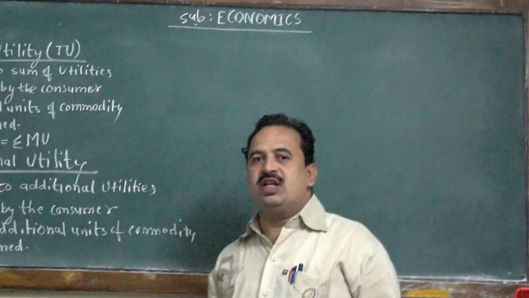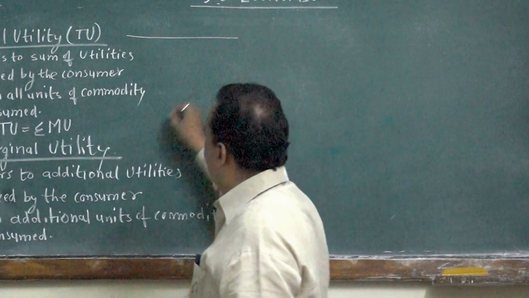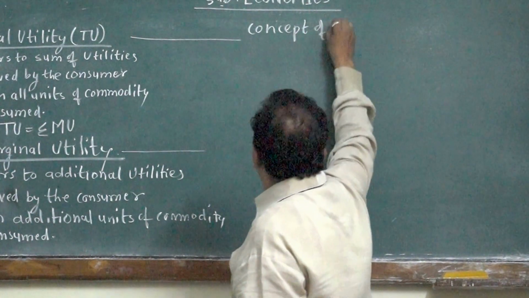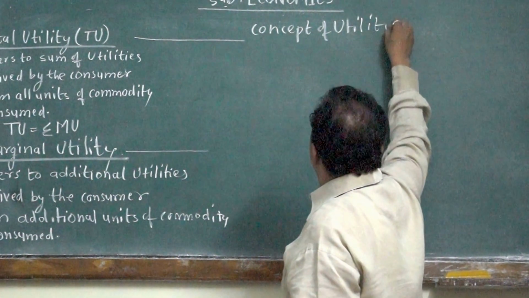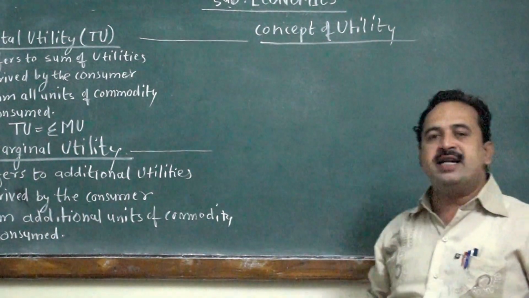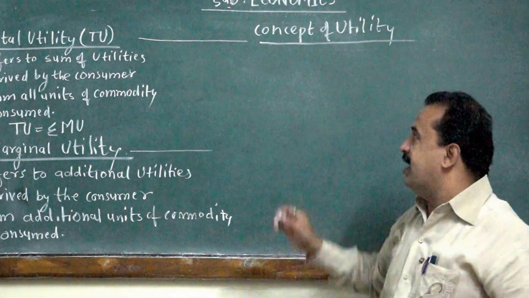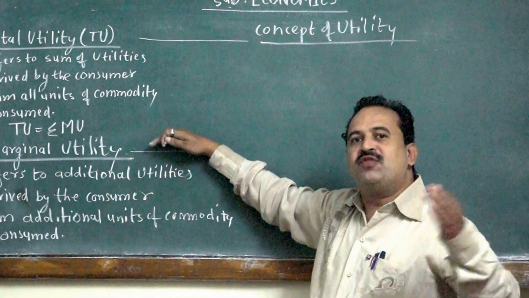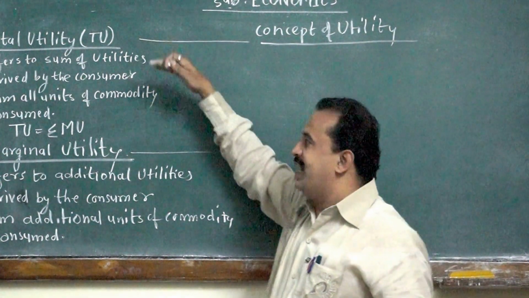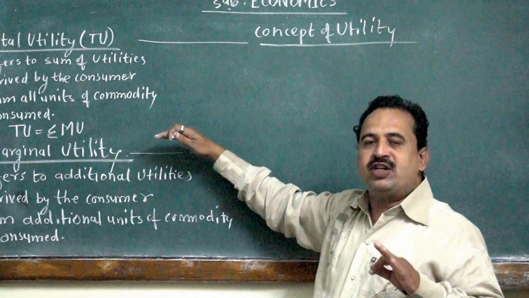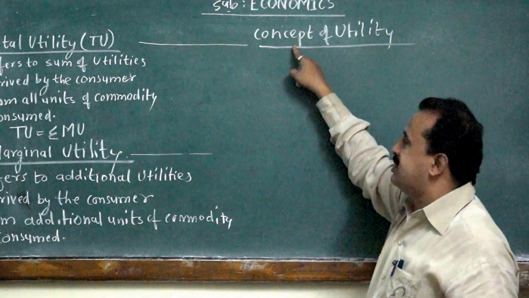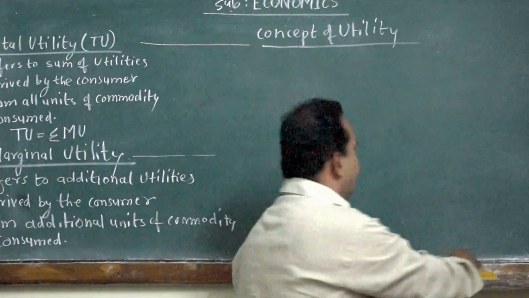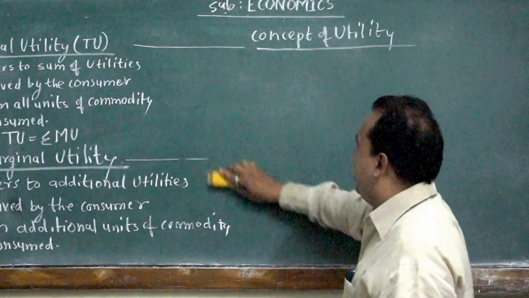Total utility and marginal utility, these both are considered as concepts of utility. So don't be confused between concepts and types. Many students write total utility and marginal utility in the answer to types of utility. But total utility and marginal utility are not a part of the types of utility, they are a concept. So now we will understand the relationship between total utility and marginal utility.